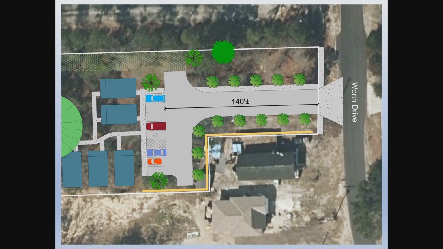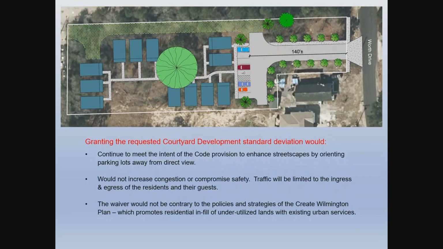I believe one option here is certainly some fencing, but our proposal is that the parking is oriented away from the street. So we believe that this would continue to meet the intent of the code provision to enhance streetscapes because we are set back over 140 feet where the parking is. The parking is oriented away from the street, so anyone driving up and down the street would see the landscaping along the drive aisle, not parking spaces.